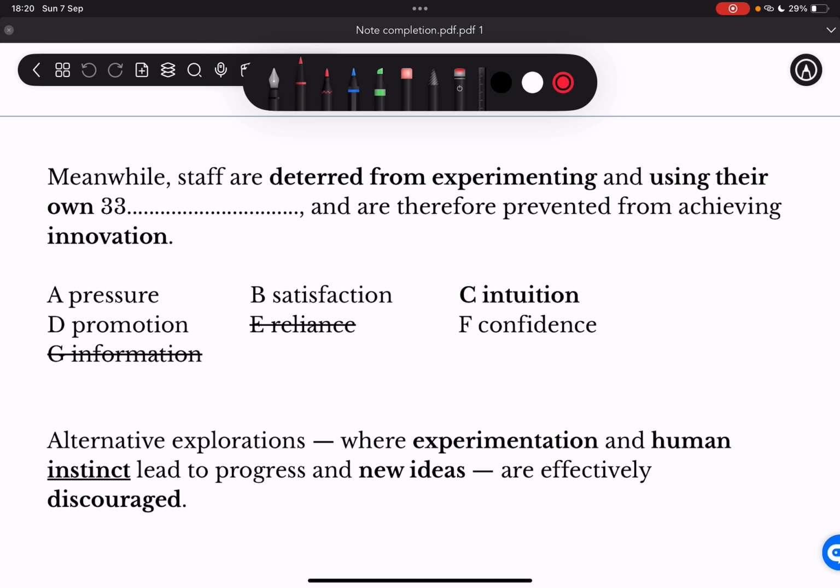Alright, so the word missing in our question is instinct, as we've got the word using their own. So it's obviously instinct, but we don't have it in the list, but we have a similar word, intuition. That's the answer.